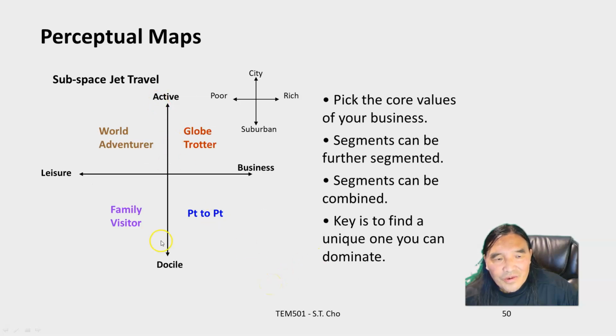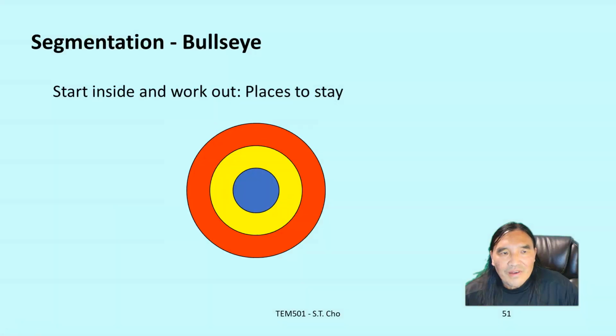Now, when you do basically virtual maps, each quadrant you give a name. For example, if you're an active person, but you like leisure travel, then you're a world adventurer. Pick the core values of your business. And then once you pick one, there's nothing to prevent you from continuing to further segment your map.